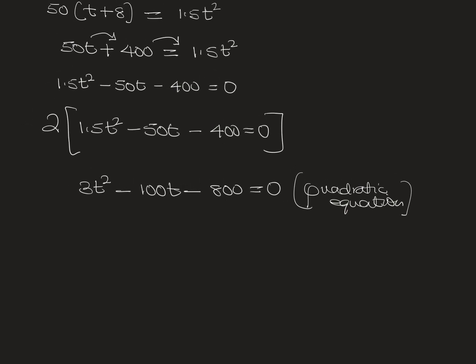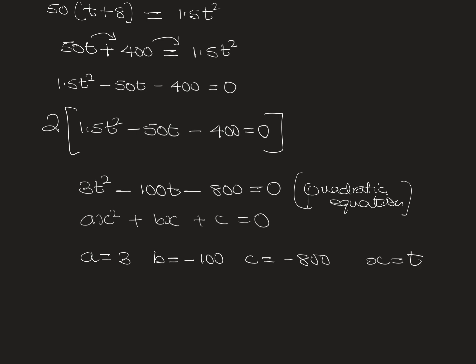So a quadratic equation is always in the form ax squared plus bx plus c is equal to 0. If I compare, a will be 3, b will be minus 100, c will be minus 800. Never forget the negative signs. So a is equal to 3, b is equal to minus 100, c is equal to minus 800, and x will therefore be equal to t.